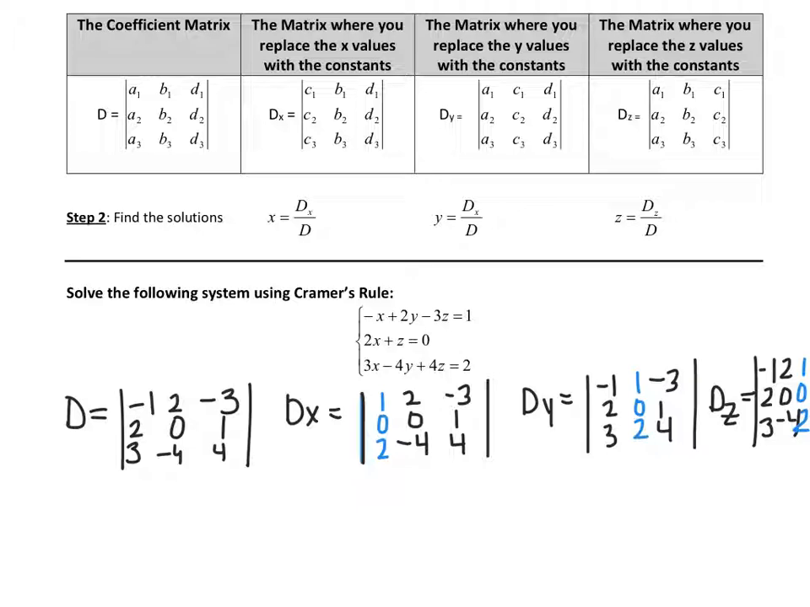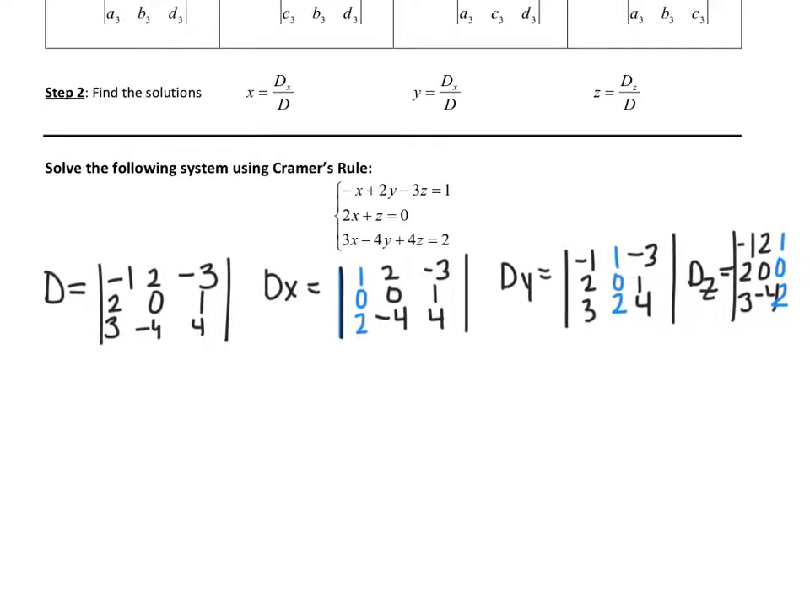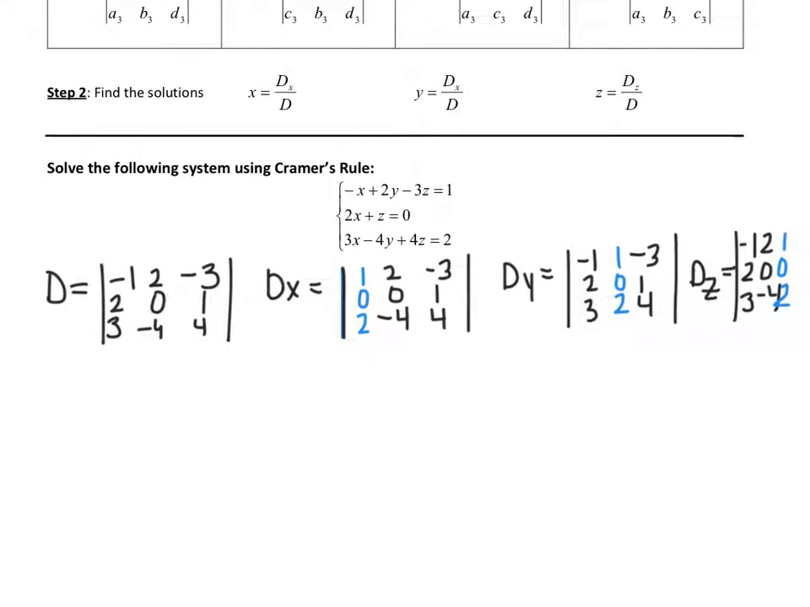So what I'd like you to do now is pause the video and type all of these matrices into the calculator and find their determinant. So I need 4 numbers. I need the determinant of this matrix, the determinant of the x matrix, the y matrix, and the z matrix. So take your time, plug them in, and get me 4 numbers. Okay, this is what I got.